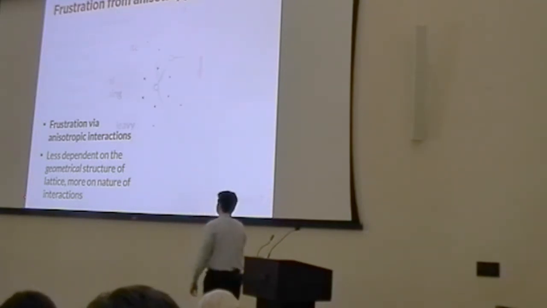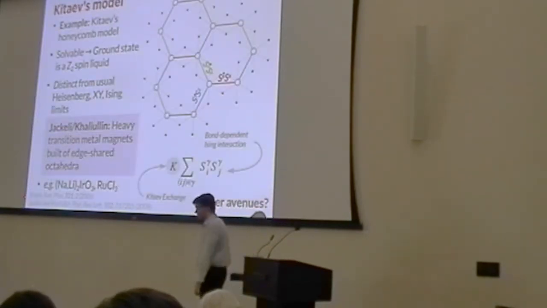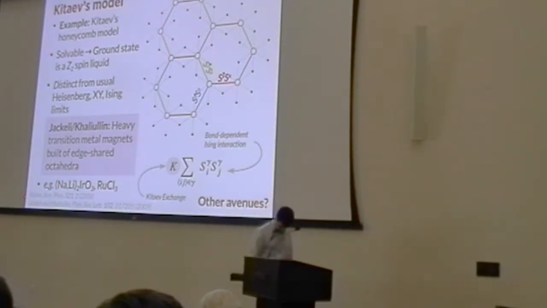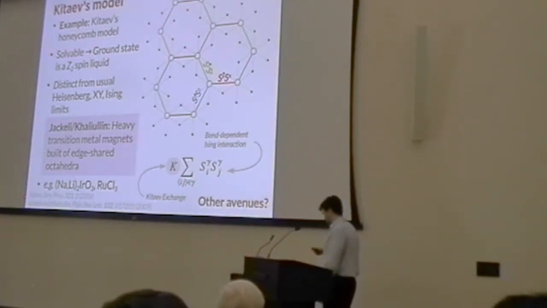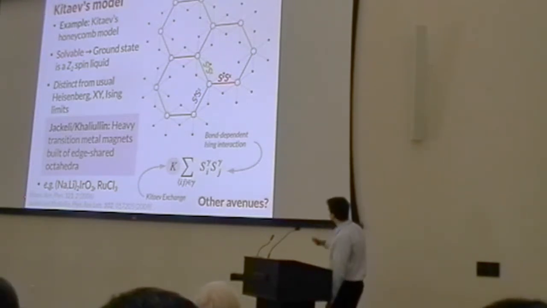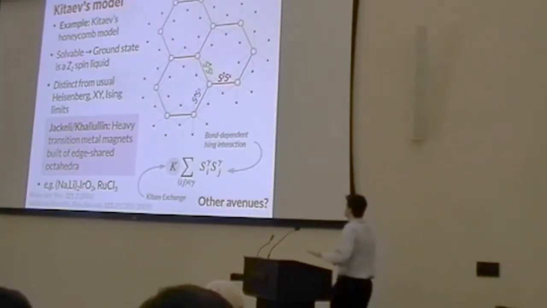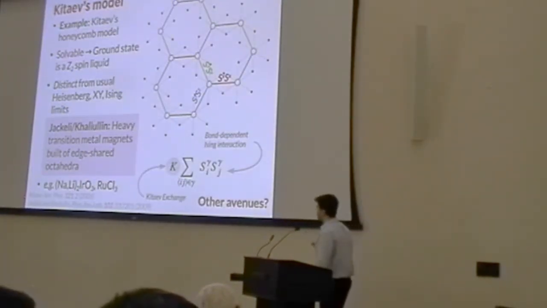A very good example of this is Kitaev's honeycomb model, which we'll hear a whole lot more about tomorrow. It's a honeycomb lattice where on each bond you have an Ising interaction, but the component of the spin which is coupled varies from bond to bond.